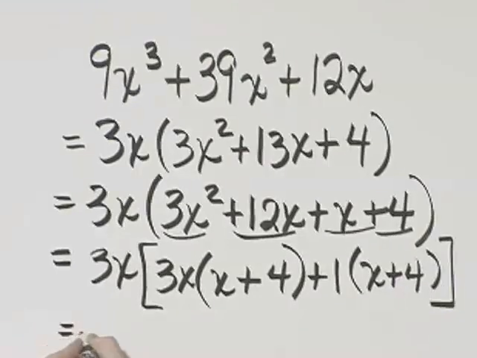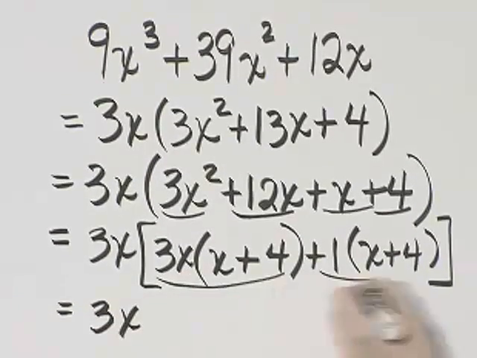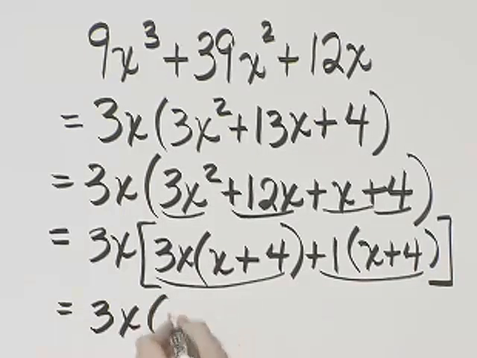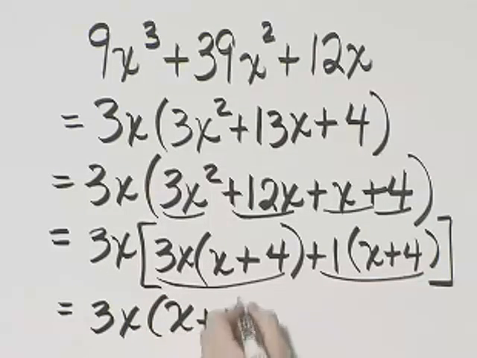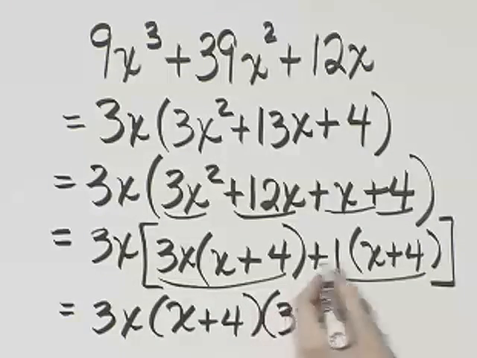And now continuing to factor, I'll rewrite my 3x. Remember, there's a common factor here of x plus 4 then, which I'll factor out. If I do so, I'll have left 3x plus 1.